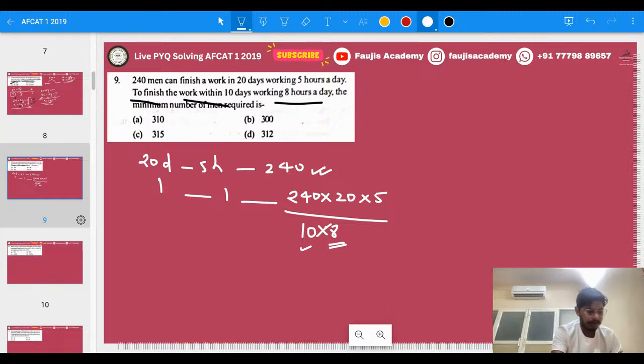please solve this one and tell me what is the answer. Please solve this particular stuff and tell me what's the answer, guys. 300. Yes, absolutely. That's right.